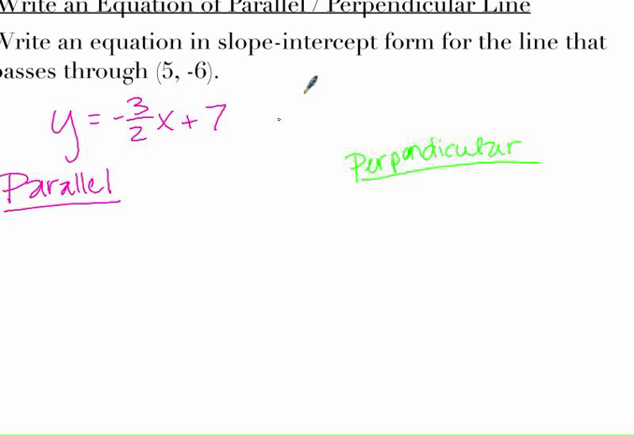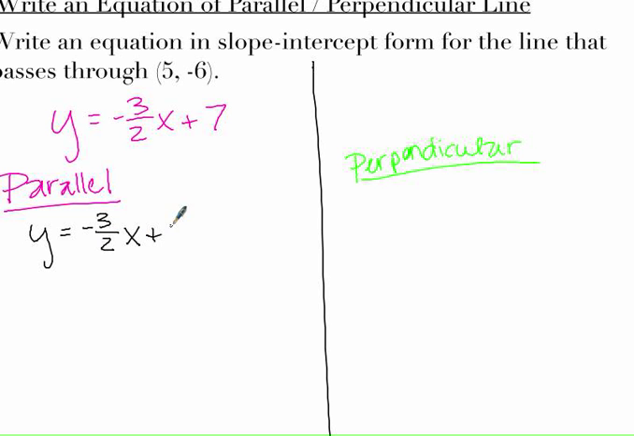So I'm just going to separate these two with a line so we know the difference. Parallel, we know, means the same exact slope. So if I'm trying to solve something that's parallel, I'm going to use this exact same slope in my equation. So I'm going to start by saying that y equals -3/2 x plus b. If I'm finding a new equation, my y-intercept is going to be what is a little bit different about this.